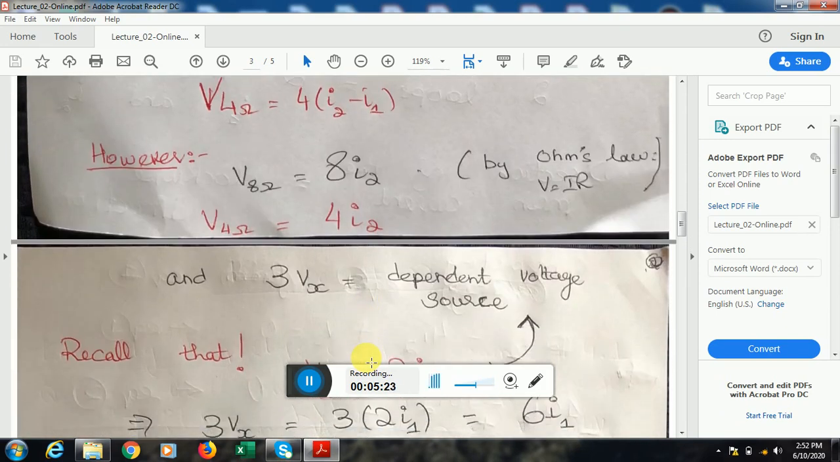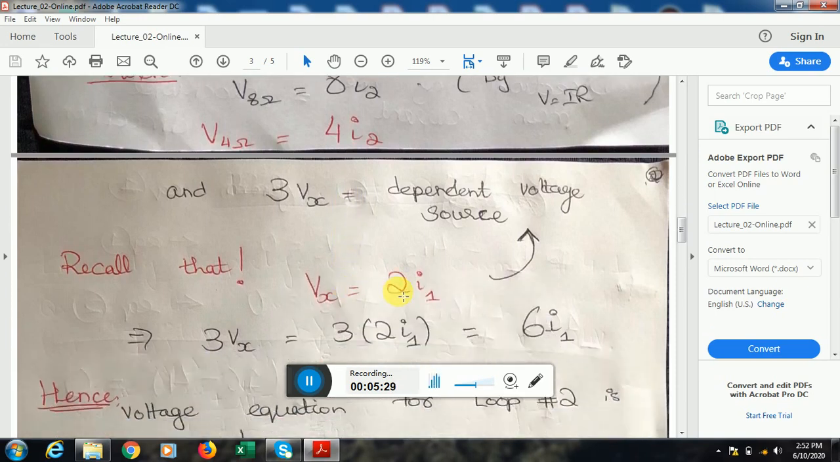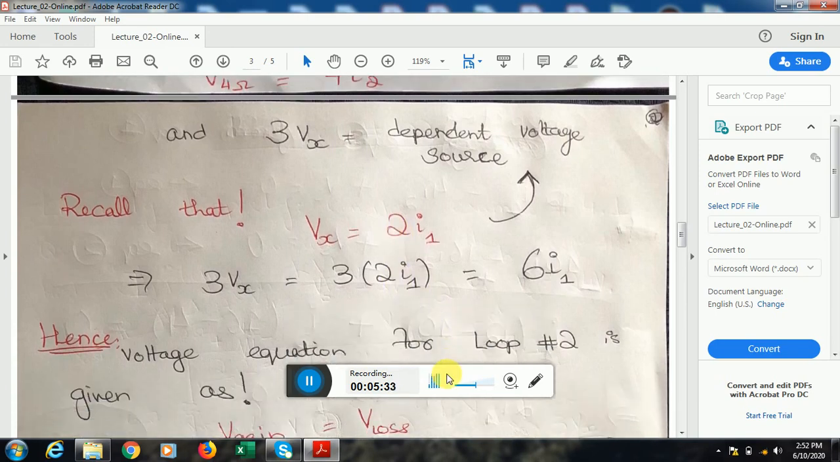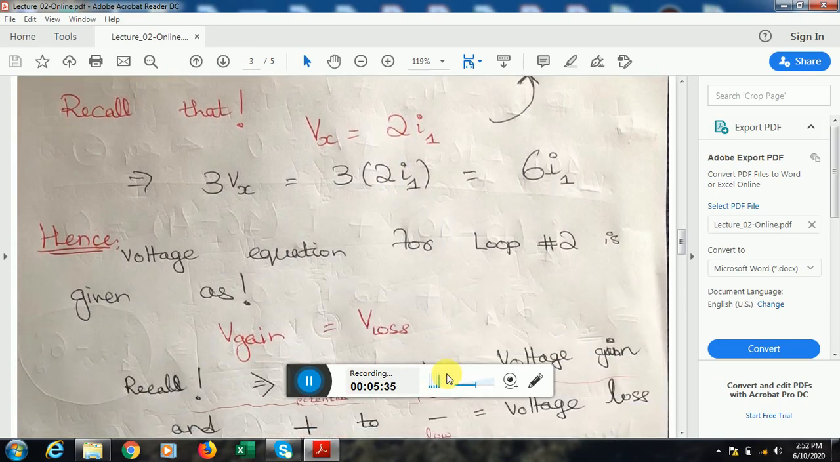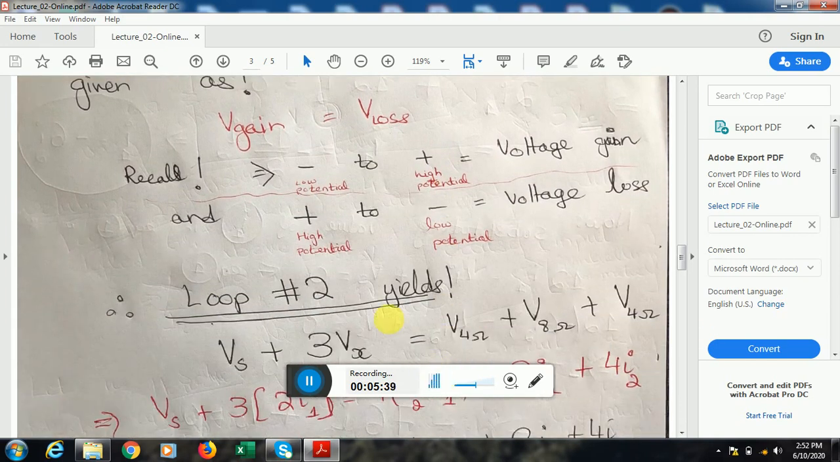Now the independent voltage source is 3Vx. We'll put the value of Vx. Please recall that I just told you that Vx is 2I1. I'll insert it in here, and what I get is 6I1. So now we'll come back to the voltage equation and apply the KVL equation.